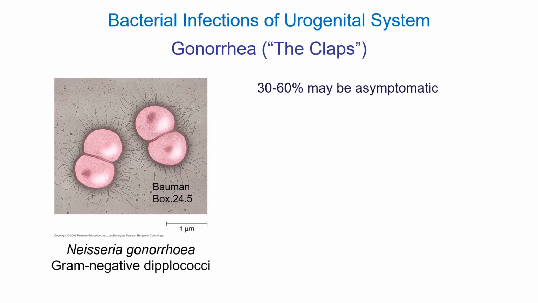So the number 2 sexually transmitted infection in Canada is gonorrhea, and you'll see there's a lot of similarities with gonorrhea and chlamydia in that a high percentage of individuals, it says right here, are asymptomatic. So again, that's a problem with transmission. People can have it, they don't know they have it, and they're spreading it to sexual partners.